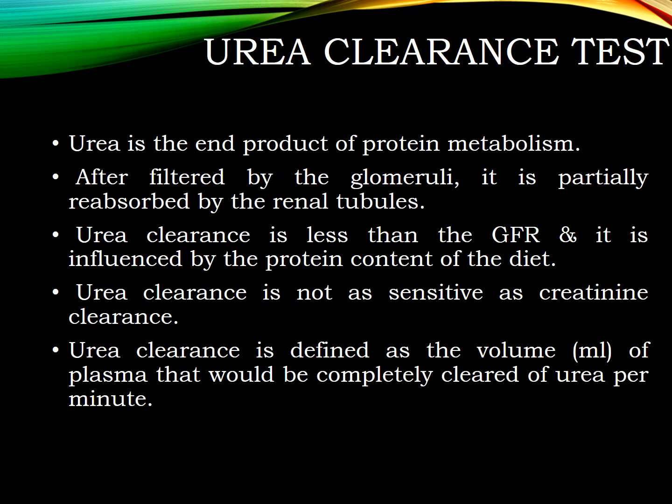And the next is the urea clearance test. And urea clearance is defined as the volume of plasma that would be completely cleared of urea per minute. And we all know that urea is the end product of protein metabolism, and after the filtration it is partially reabsorbed by the renal tubules. So urea clearance is less than the glomerular filtration rate, and it is influenced by the protein content of the diet which we have taken. And urea clearance is not as sensitive as the creatinine clearance also.